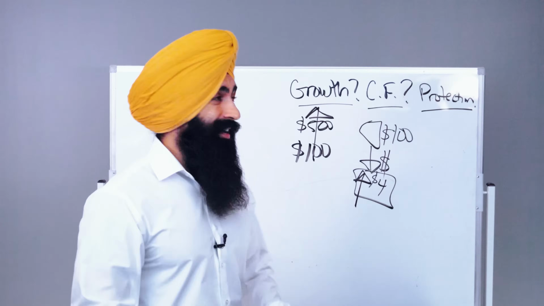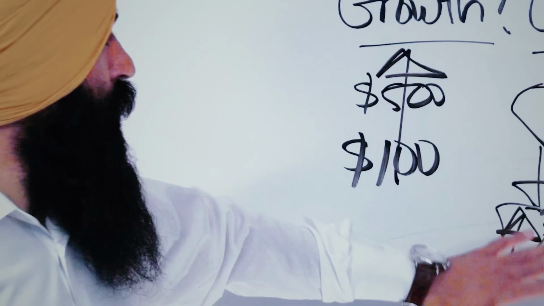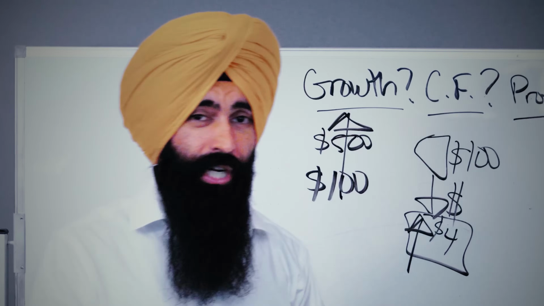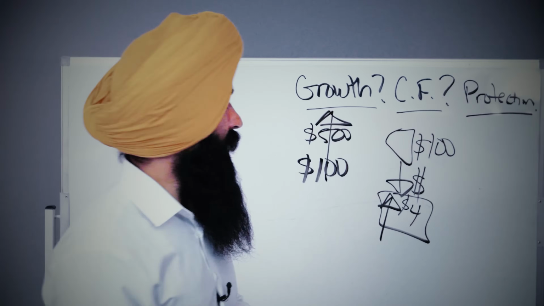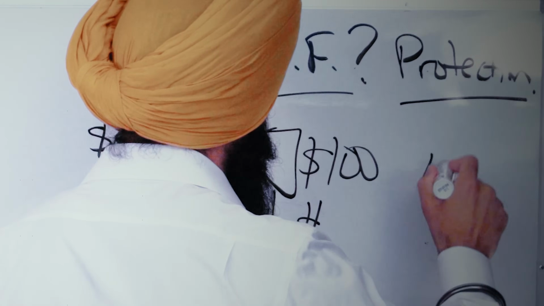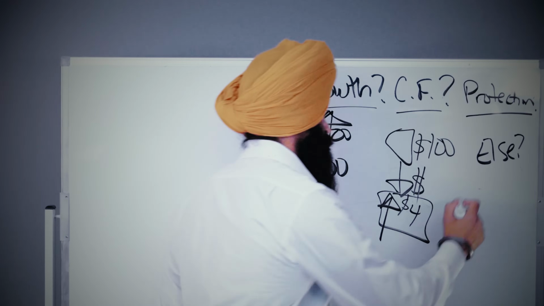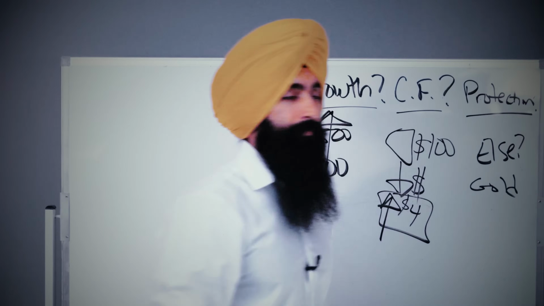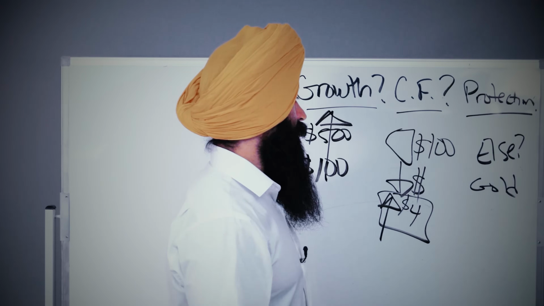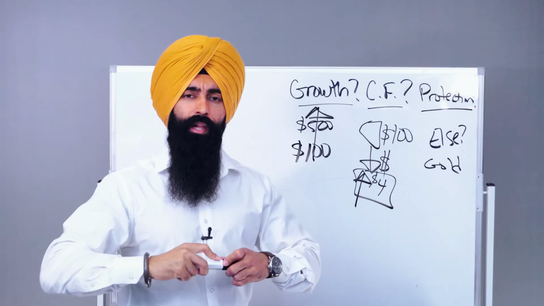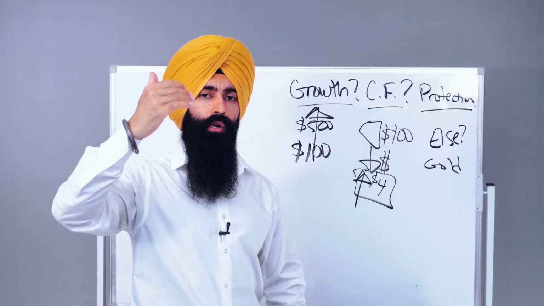Protection is now, well, I'm not too worried about the growth or the cash flow. I'm more concerned about the United States economy. So I want to move my money somewhere else, maybe outside the United States, maybe into physical gold, maybe into some other sort of asset where I'm less worried about the growth. I just want to be able to preserve my wealth.